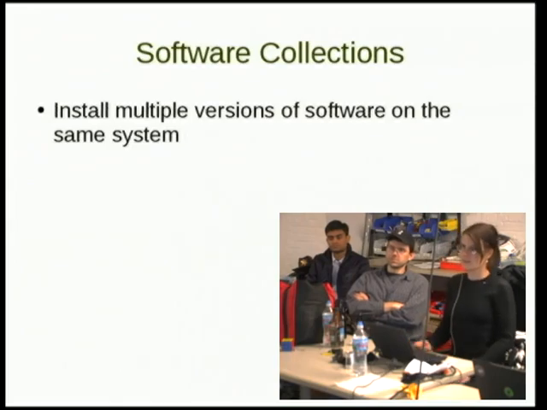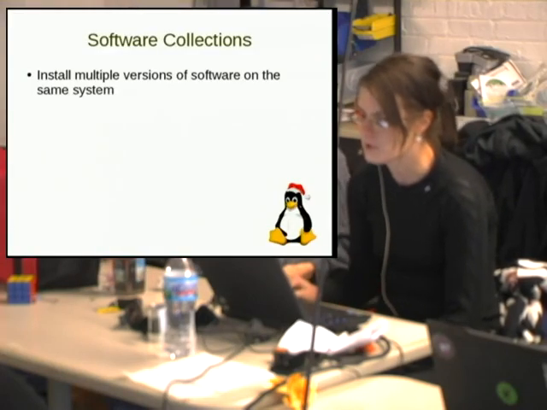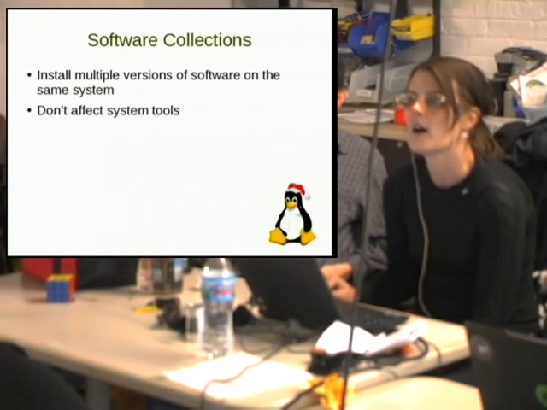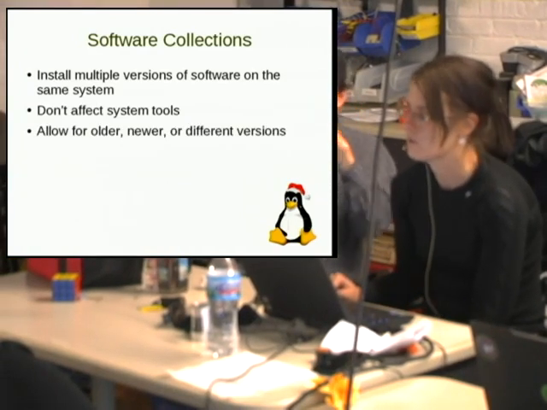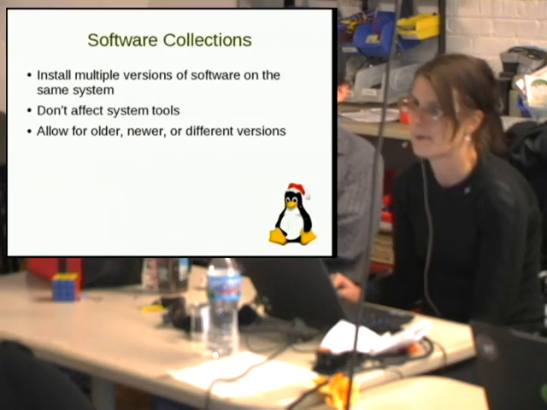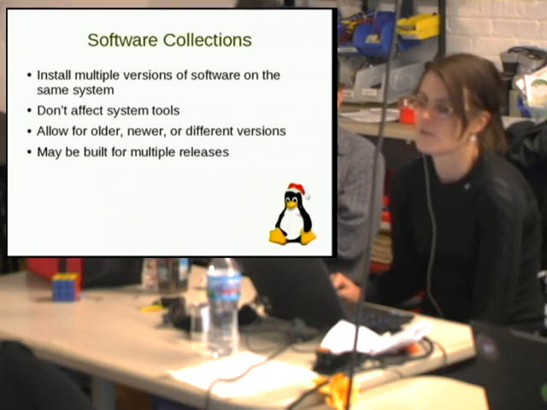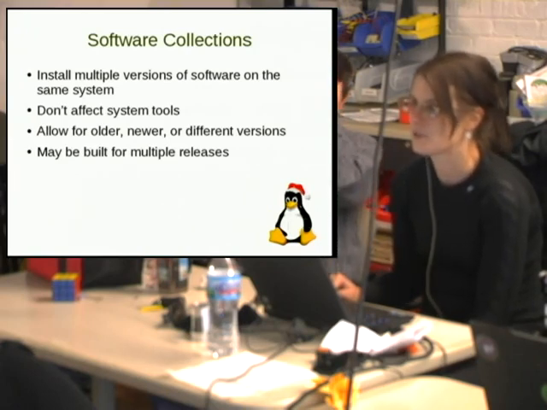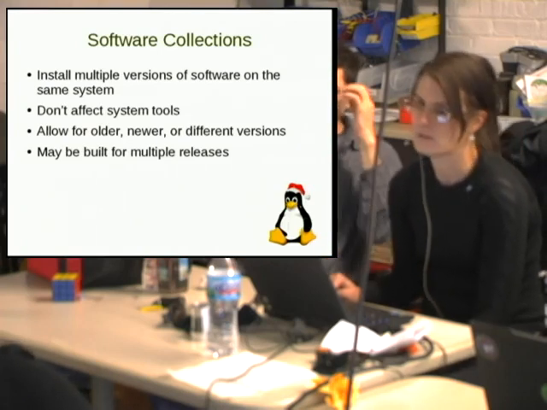So Software Collections is not the first thing that's come along to try to solve this problem, but it's a way, and it's integrated with Red Hat and its clones. It's a way to install multiple versions of software on the same system. You install them in parallel. You don't affect the system tools. You can install older, newer, or just different versions, things compiled differently or whatever. And you can build them for different releases. So you can have your same Python 2.7 application running on RHEL 5, 6, and 7.